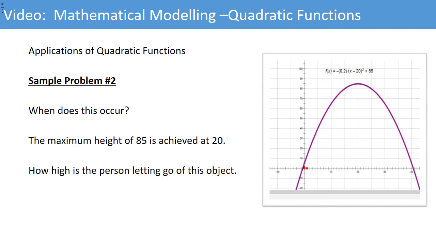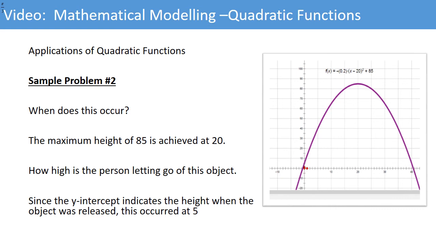How high is the person letting go of the object? Since the graph didn't start at 0, but started at 5, we know the person was standing 5 units from the ground.